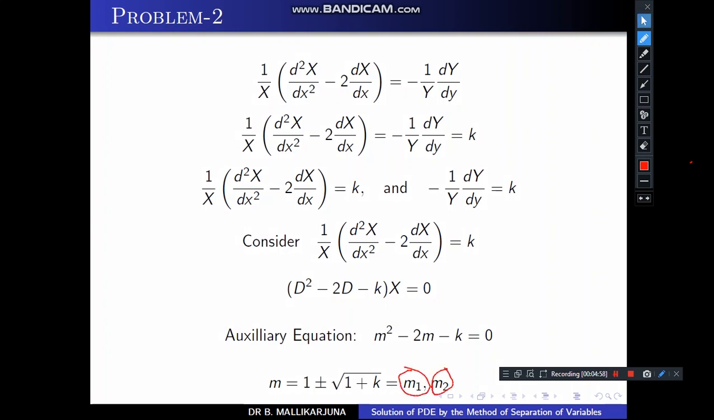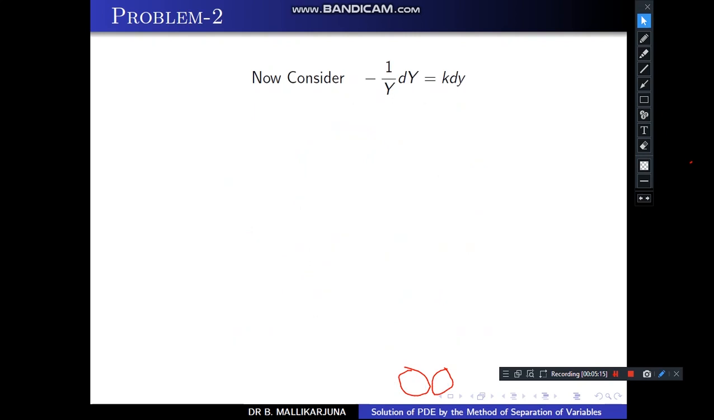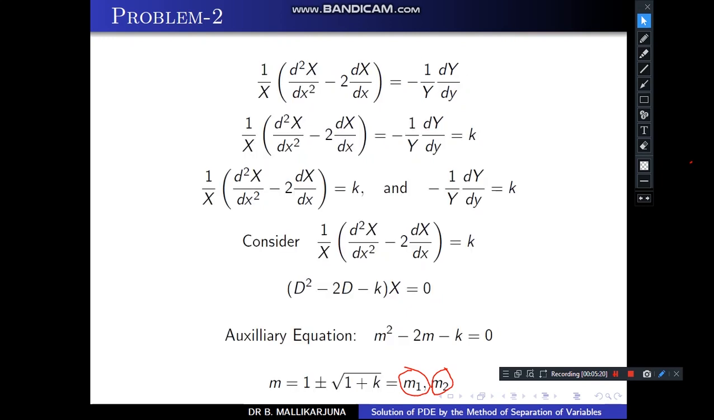Now observe here, these two roots are not complex, these are real and distinct. If the roots are real and distinct, what is the complementary function? The complementary function is X equal to, suppose, c1 e power m1 x plus c2 e power m2 x. So this is the solution for X.